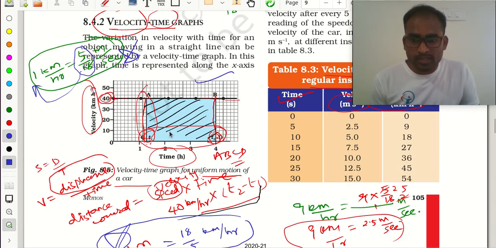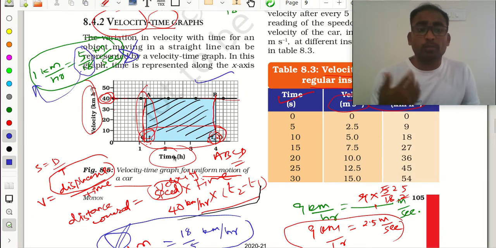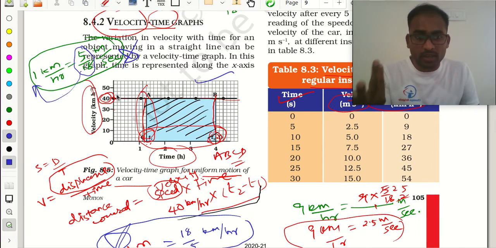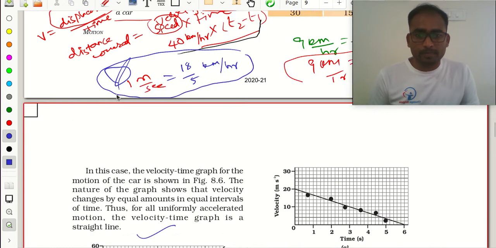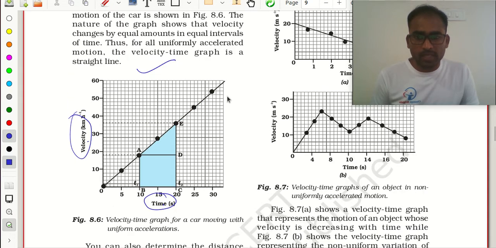Here in this graph we can say velocity and time graph for a uniform motion of a car. Here we are not considering any change in velocity. Here we don't have any change in velocity. We are having a constant velocity. But in this graph we are having a change in velocity. The velocity is changing with respect to time. So we can say this graph is a velocity and time graph for uniform acceleration.